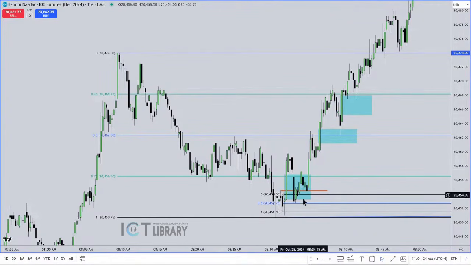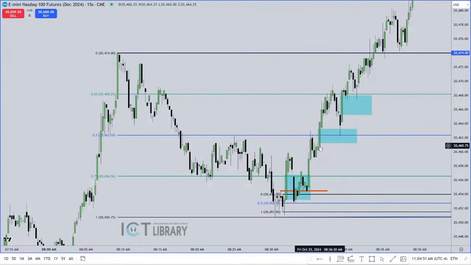It rallies back up, leaves the lower quadrant, trades up to equilibrium, meanders around in here, and then causes what? Another displacement. What is this candlestick right there? What is that? It's a fair value gap.